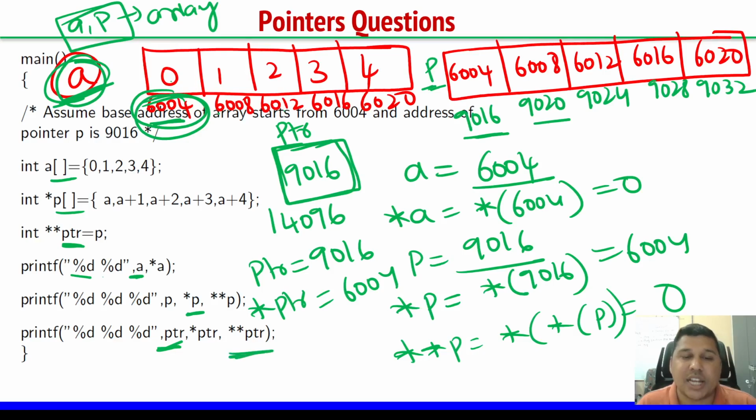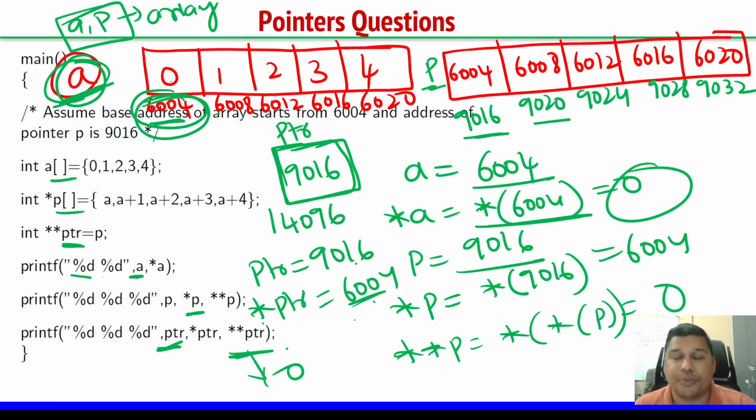Last one, what is double star PTR? Right, 0. Double star PTR, because from this value, star PTR is 6004, star of 6004 is 0, we already know. So this will give 0.